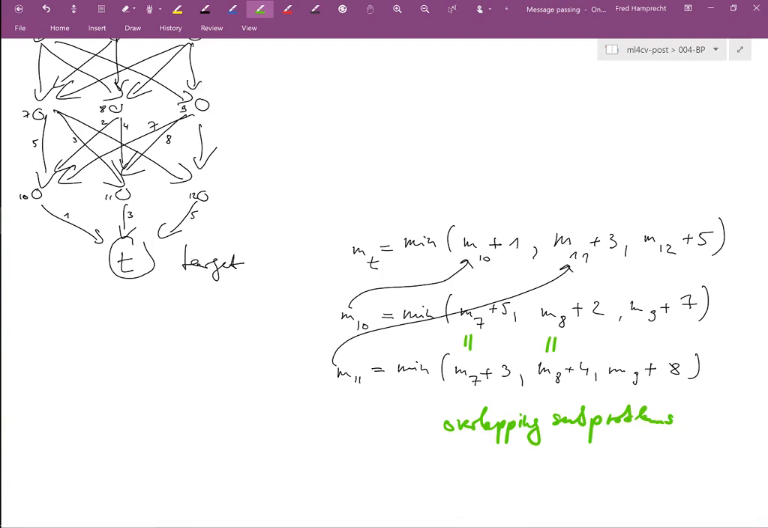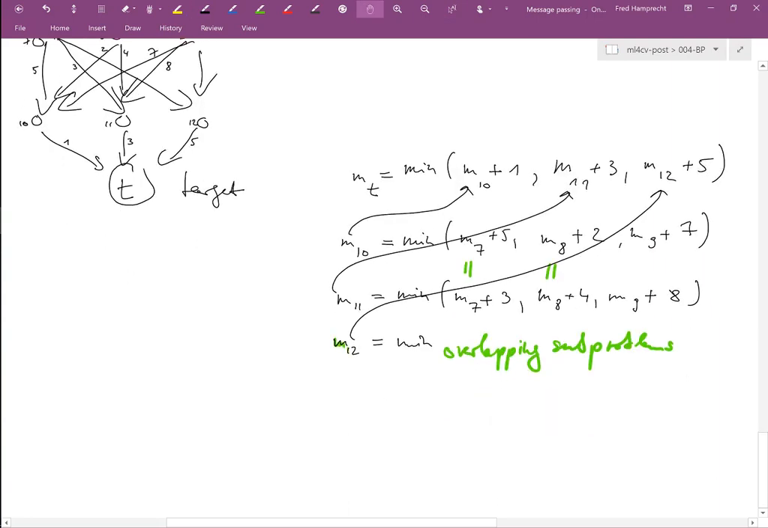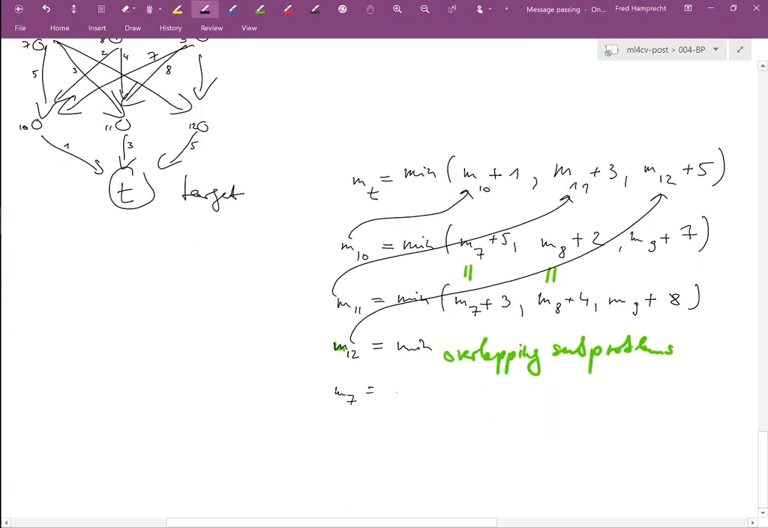And I can now recurse this, so I can continue that M12 equals the minimum of something, and then I will find this. And then I continue that M7 is the minimum of something, and so on and so on. And this recursion here would also be called a top-down approach to dynamic programming. So I start from the desired result, and then I ask, what problems do I need to solve? And then I solve these problems recursively.